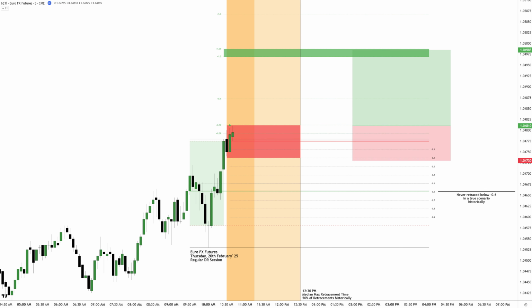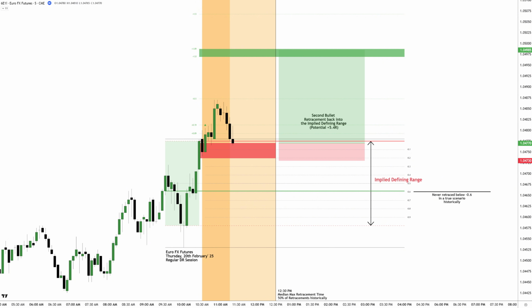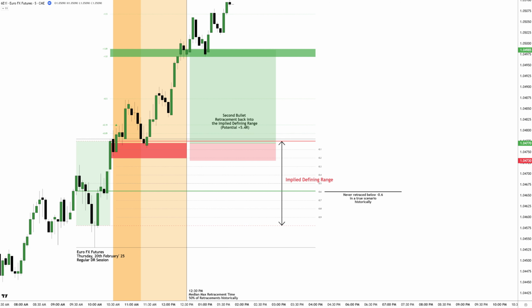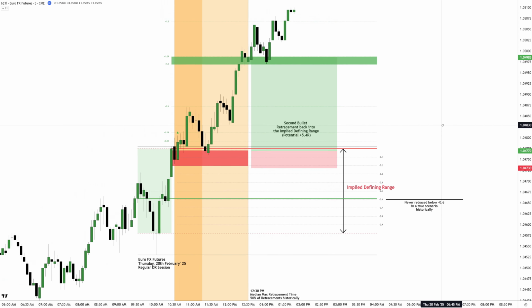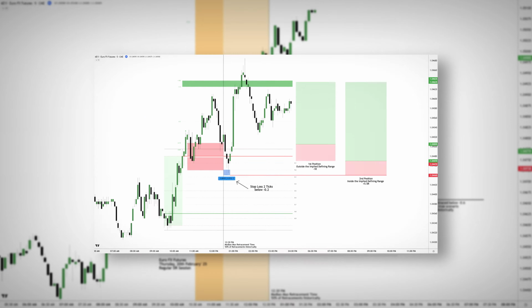So instead of entering, for example, like this and covering the full retracement box, you can split it into one bullet outside the implied defining range with stops just 1 or 2 ticks below for a potential 4.4R. If stopped out, you can go for your second bullet for the session in the high probability retracement area inside the implied defining range. Even though you were stopped out on the first position taken outside the IDR, you would have ended the session positive by entering a second high probability trade inside the optimal time and price entry window. Interesting, right? Let's look at a few other examples quickly.